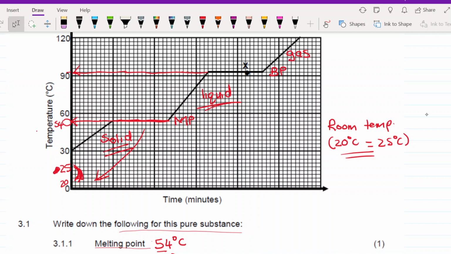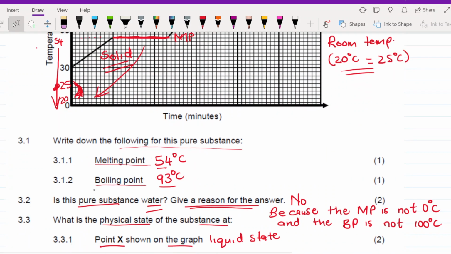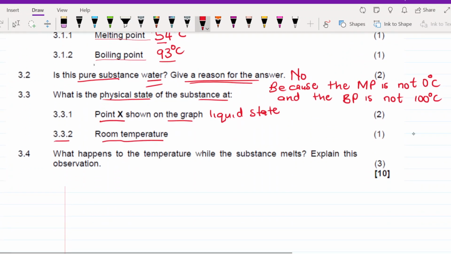So for all the temperatures below 54, we know that it is a solid state. So that means that at room temperature, this substance is a solid. It only becomes a liquid after 54 Celsius degrees. Last question: what happens to the temperature while the substance melts? Explain this observation.